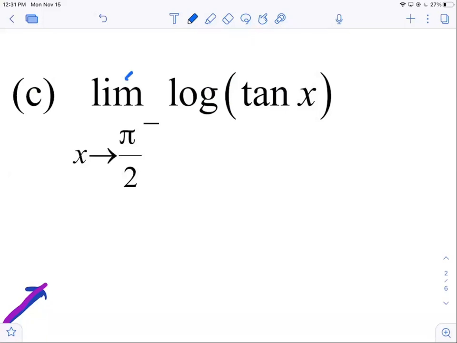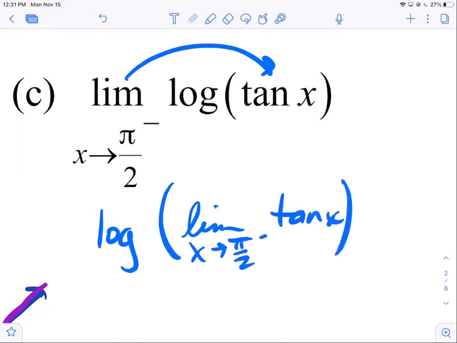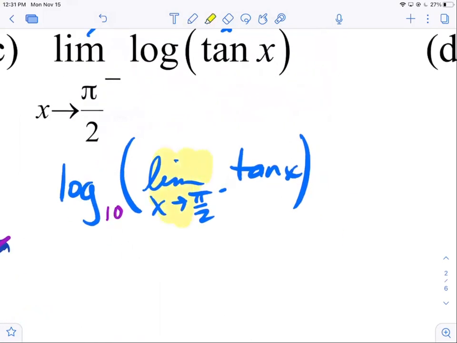Let's go ahead and write it. Let's bring this on the inside. So we have log of the limit as x goes to pi halves from the left of tangent of x. And by the way, what's the base here? On the log? 10. Yeah, I'm going to go ahead and write the 10. It helps. But this is kind of when you have composition and you do it like this, it's kind of the divide and conquer.